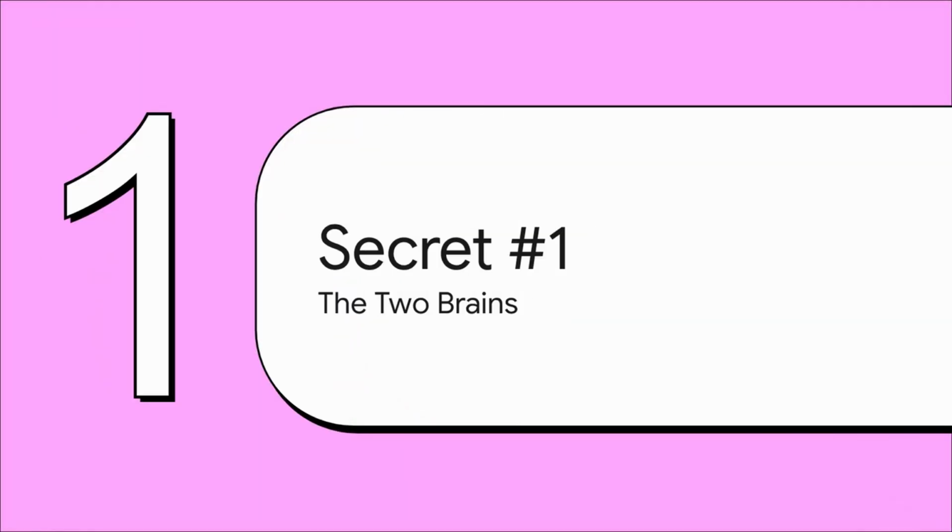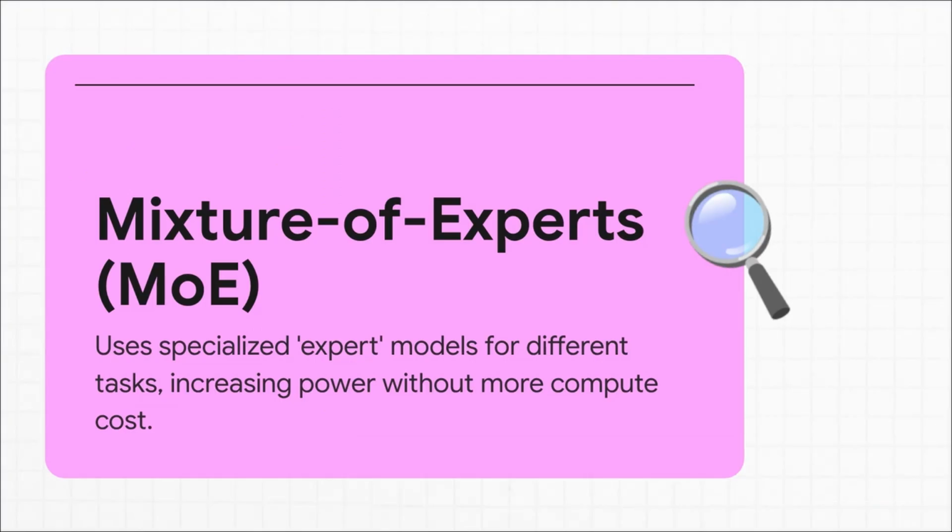All right, secret number 1. This isn't about one single giant AI brain trying to do everything at once. Instead, you should think of it more like a creative team working together, a pair of specialists. I like to call them the 2 brains. And this idea is a huge deal for how these models are built. Now, the technical term for this 2 brains approach is a mixture of experts, or MOE.